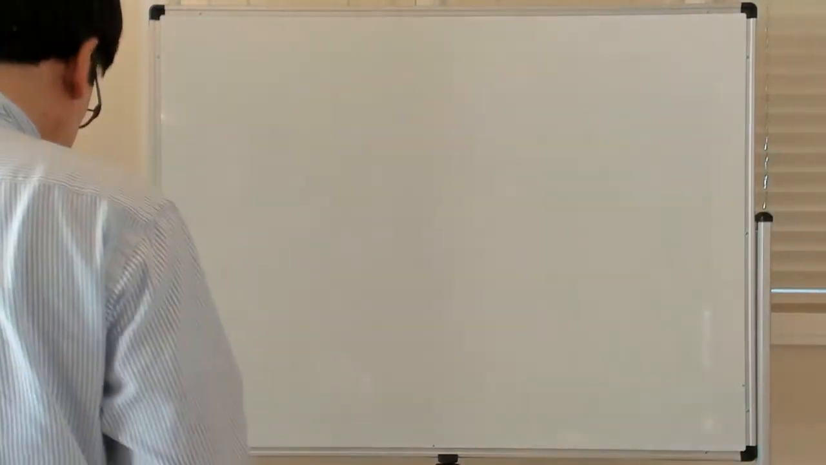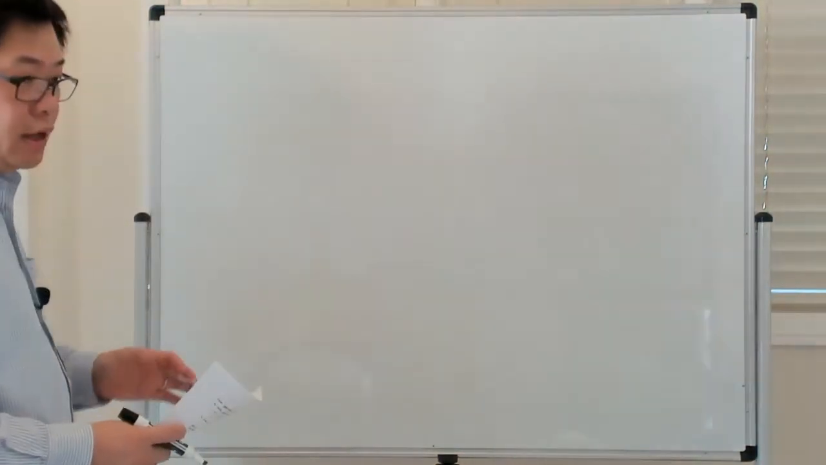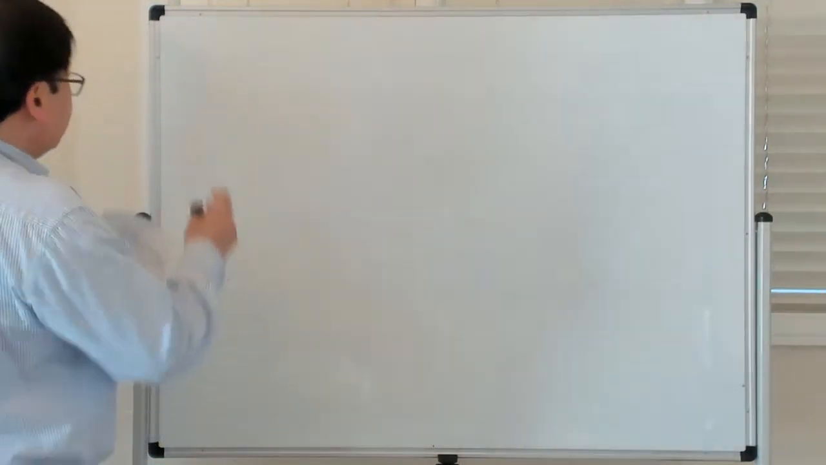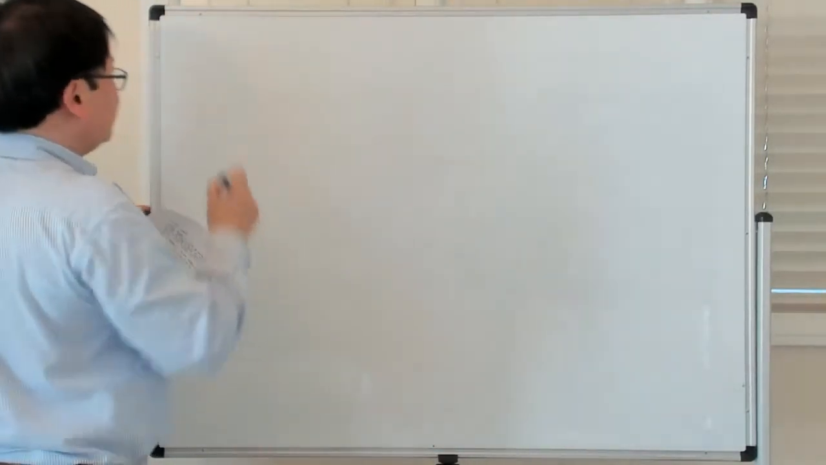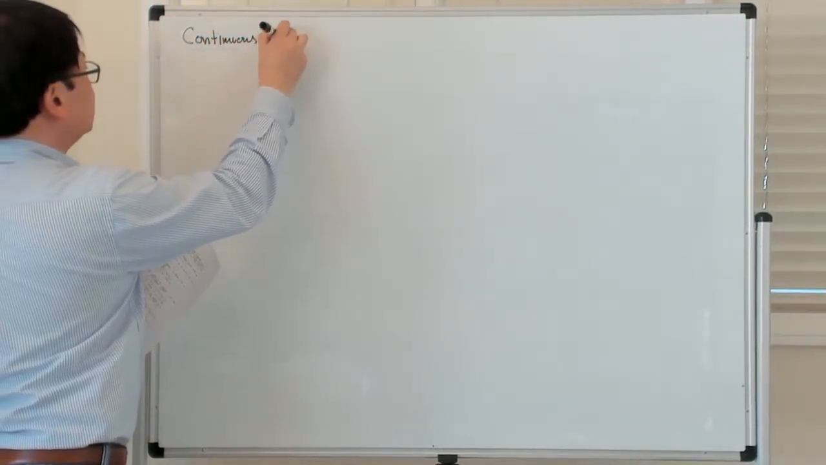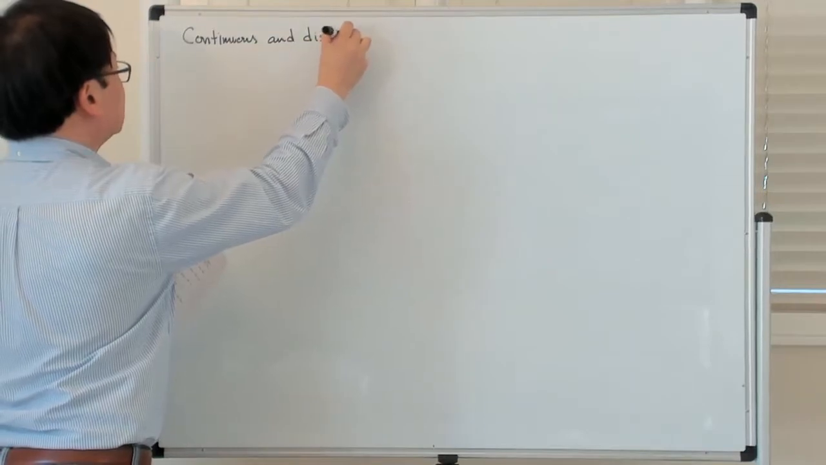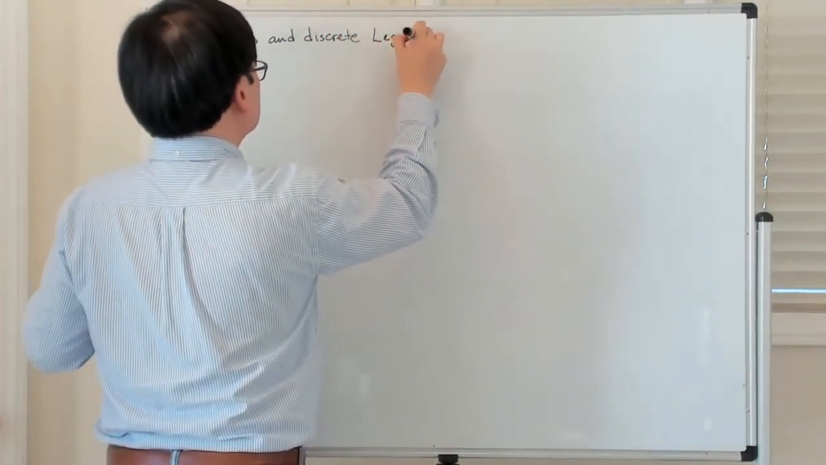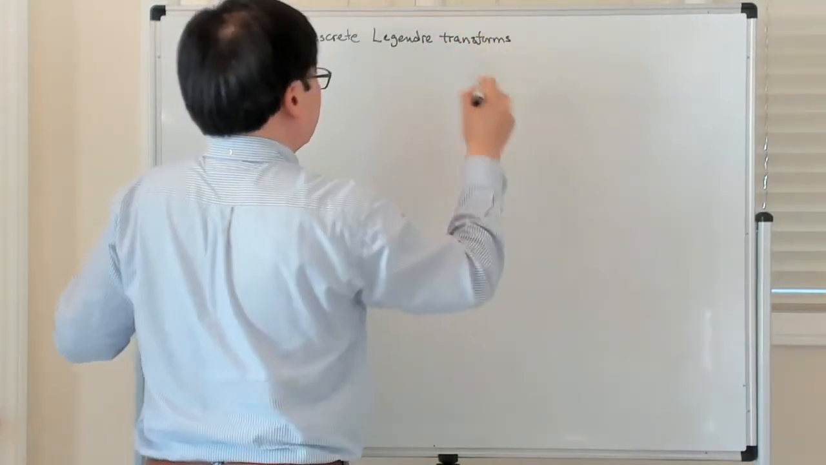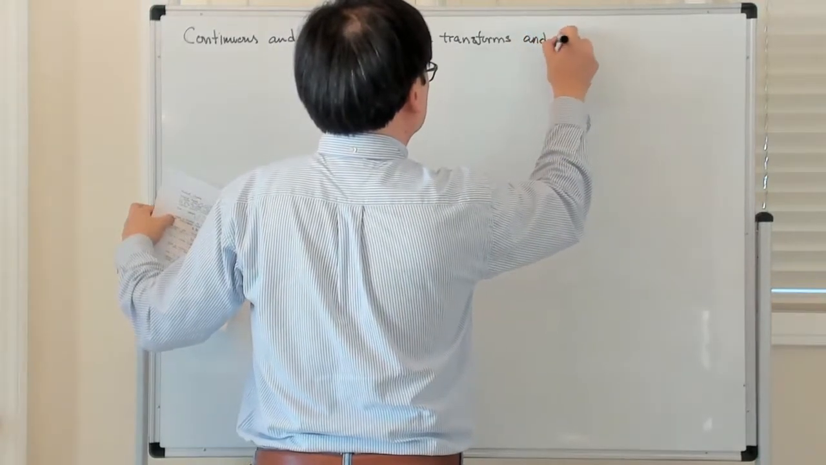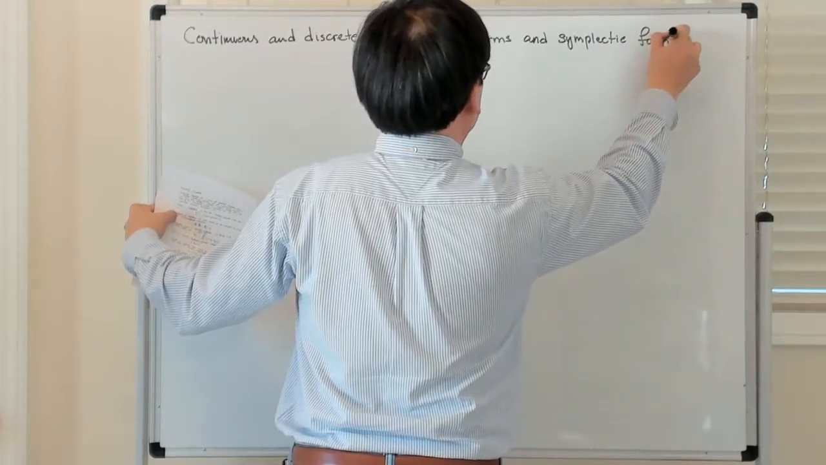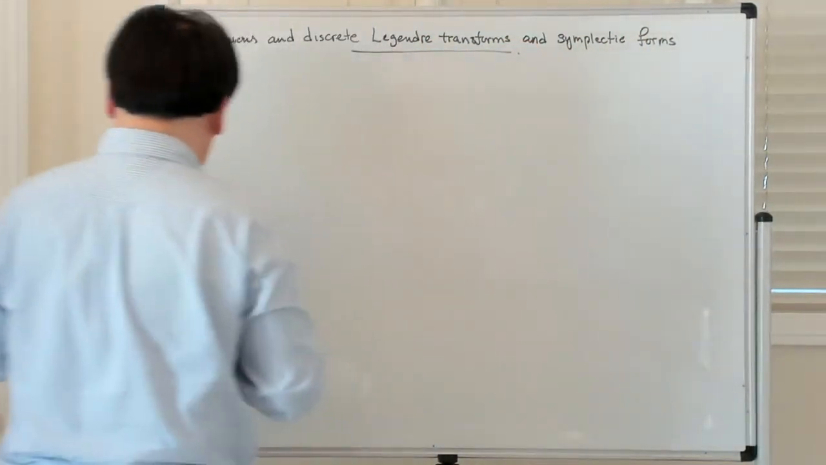Okay, so now let's discuss what are called Legendre transforms and their connections to symplectic structures on the Lagrangian side. I'm going to do this both in the continuous and discrete cases. So there's continuous and discrete Legendre transforms, and symplectic forms.